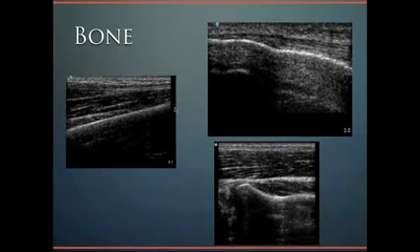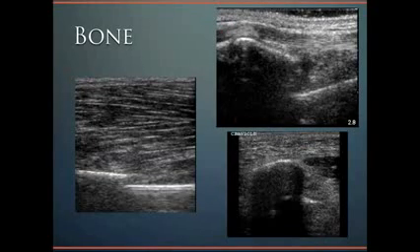It's a very hyperechoic structure of the bone because it's so dense, and behind it is a shadow because the sound reflects off the bone. We can see the bone over here, and we can also make out the bone as it goes along here. In all these projections on this screen here, this is the long axis of the bone.